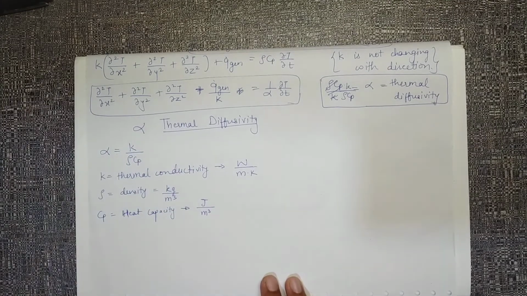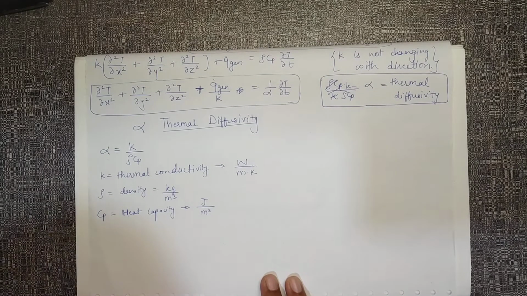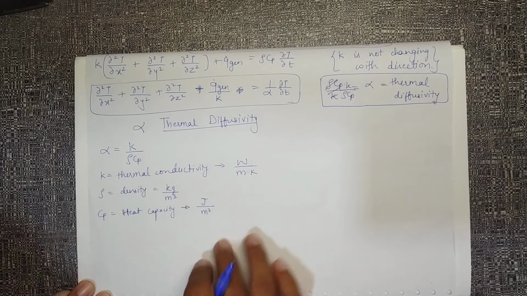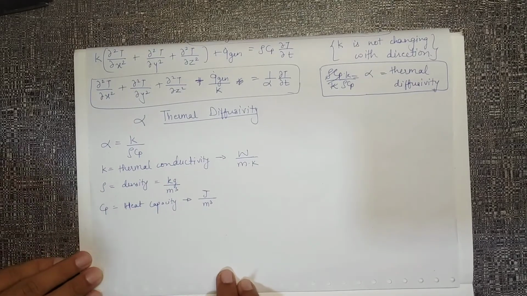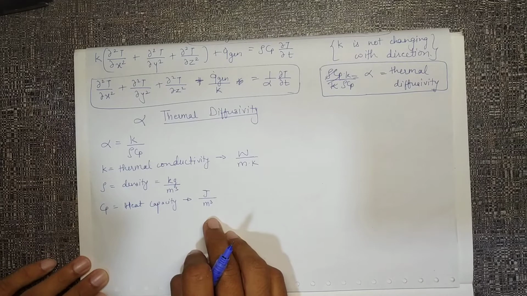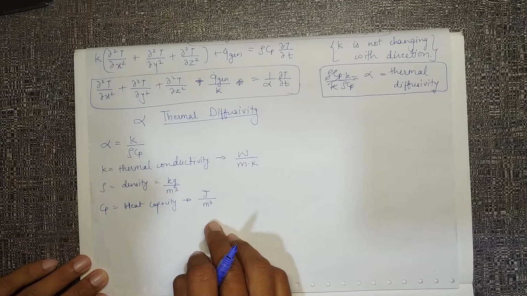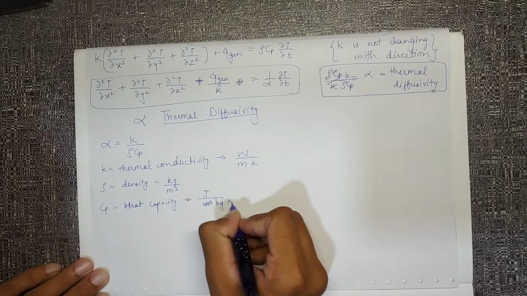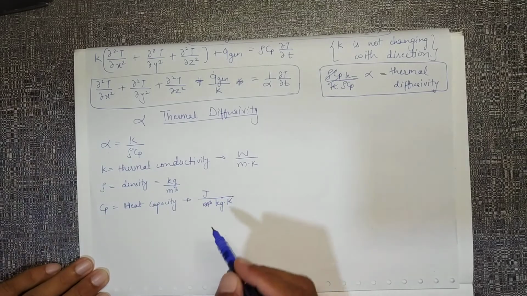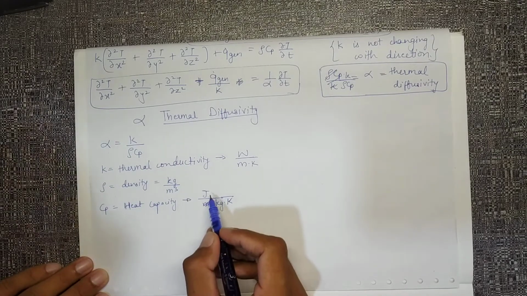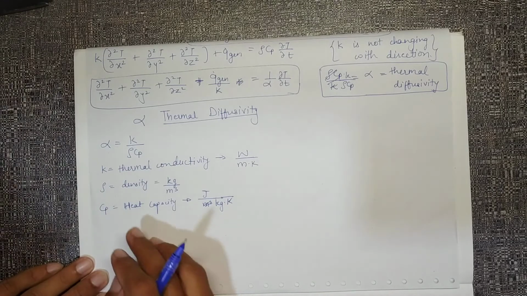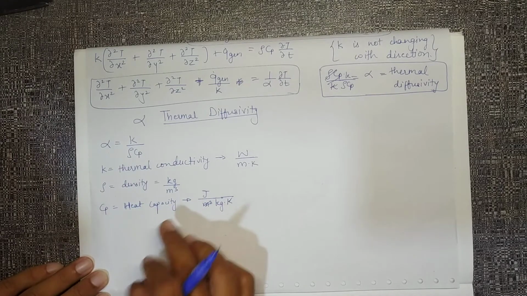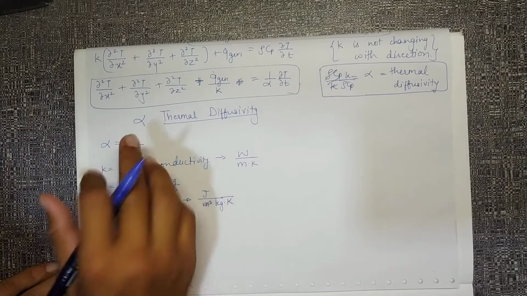Now let's put these things over there, and we will be left with, okay, this is joules per kg Kelvin. This is wrong, that's why I was confusing. So the heat capacity units are joules per kg Kelvin. That is specific heat capacity at constant pressure. Now let's put these units over here.